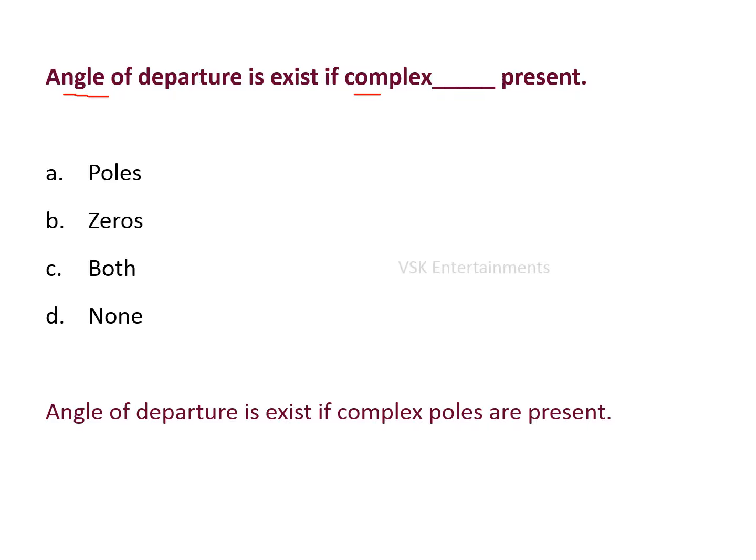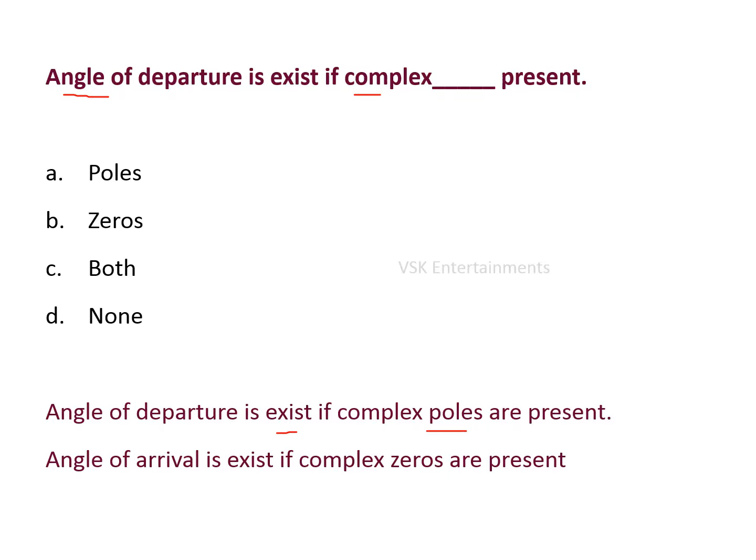Angle of departure exists if complex poles are present. Similarly, we have one more concept, that is angle of arrival. Angle of arrival exists if complex zeros are present. These two points are very important. So angle of departure exists if complex poles are present. So option A is the right answer.